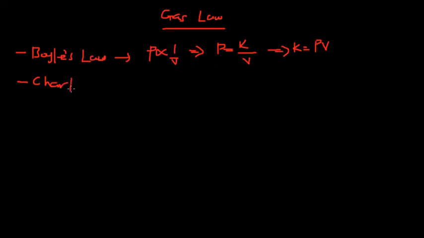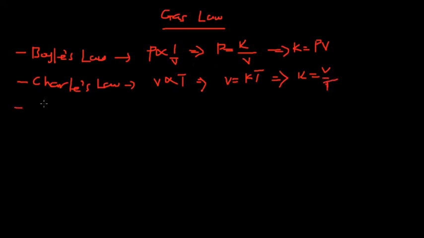Let's move on to Charles' law. For Charles' law, volume is directly proportional to temperature. Once you introduce your constant, you have V equals KT. Making the constant the subject, K is equal to V over T. Note that we are just treating the most important concepts.